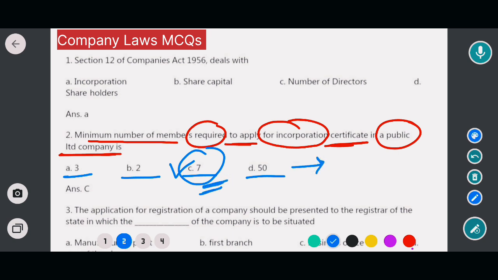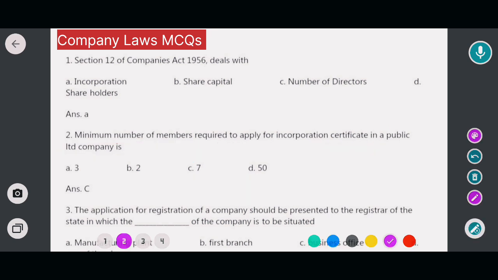In case of a public company it is 7, but in a private company, what will it be? In a private company the minimum number of members required is 2. Okay, so in this case the correct option would be option C. Now moving to the next question.